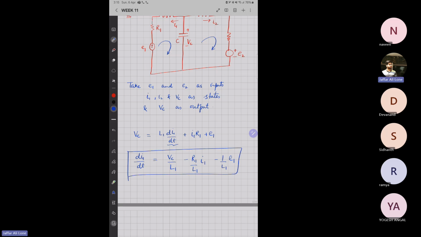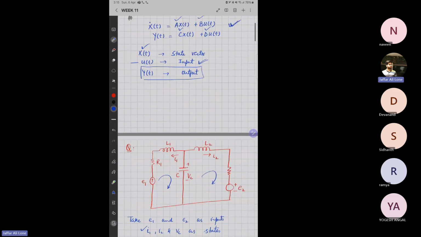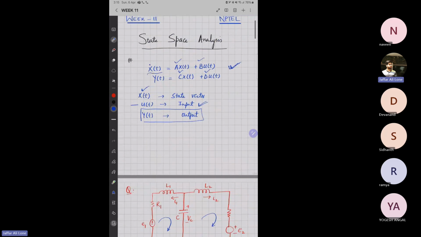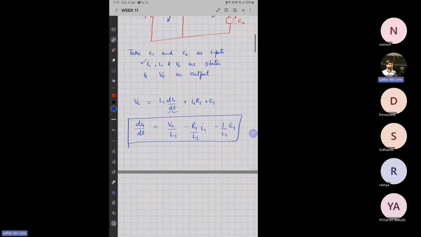Why did I write di1 over dt? Because I'm being asked to write I1, I2, and VC as states. If I have to write them as states, I should get a differential equation, because the states are related as differential equations. So that's why I will look for differential equation relationships for I1, I2, and VC. So I've got it for I1.